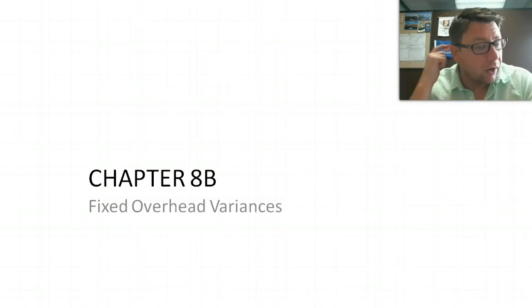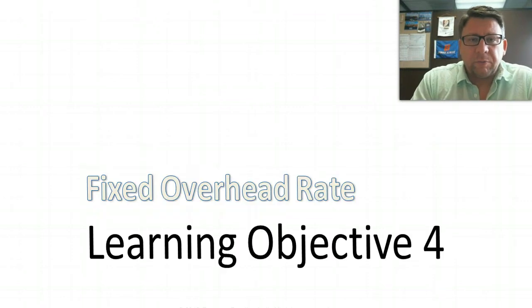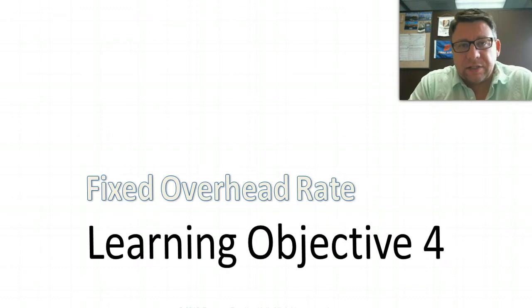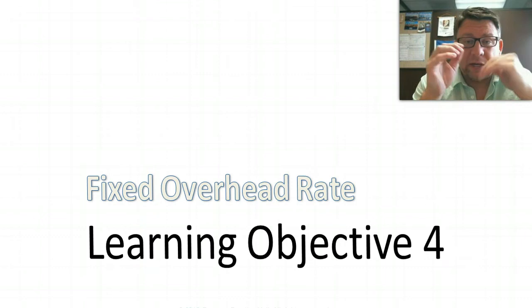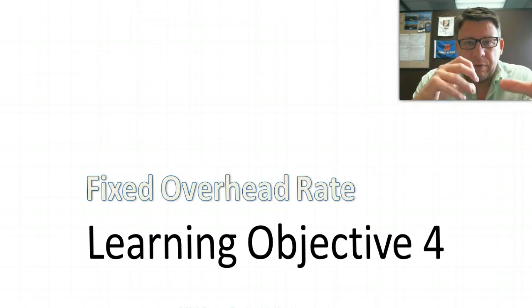We're going to talk about our fixed overhead variances. And so in this podcast, we're going to talk about how we develop the rate and then how we analyze the variances between spending and production variances. And then we'll look to see how the variable and fixed overhead variances can be compared in the same type of a chart.